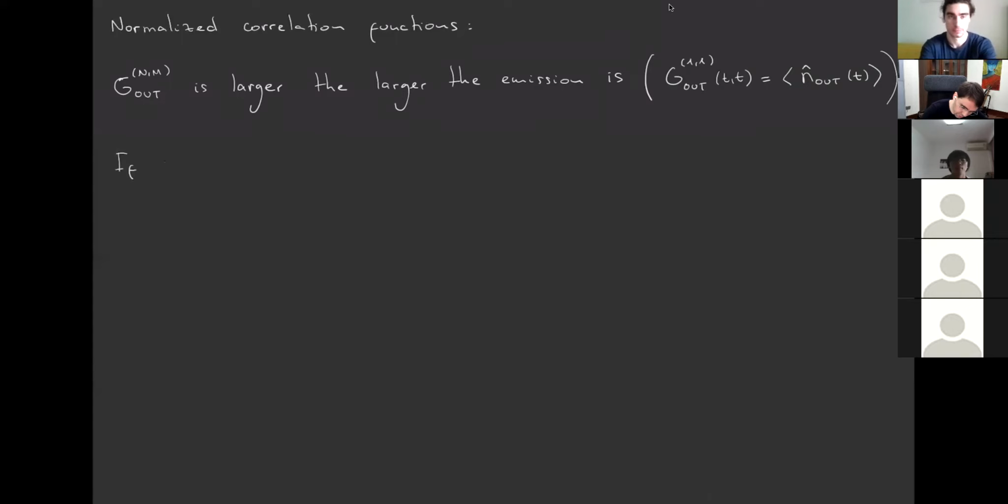So if we want to compare the properties, for example, like the ones we are studying here, the time correlators, or the corresponding spectra and whatever we want, of sources that have different emission rates.